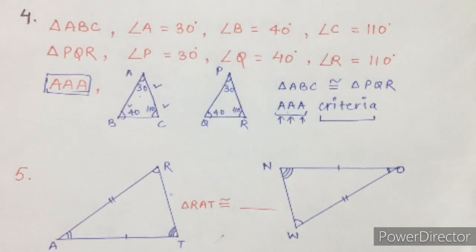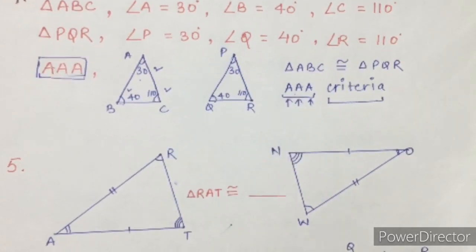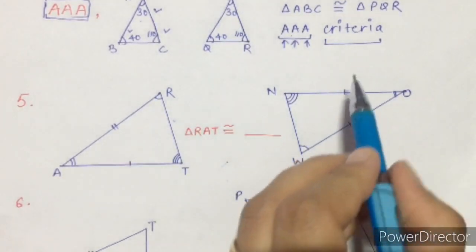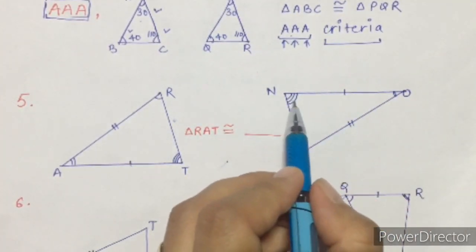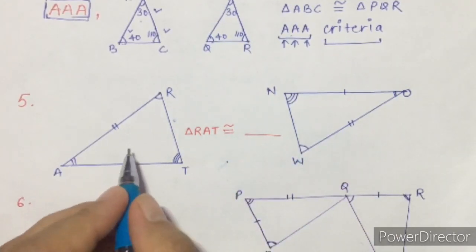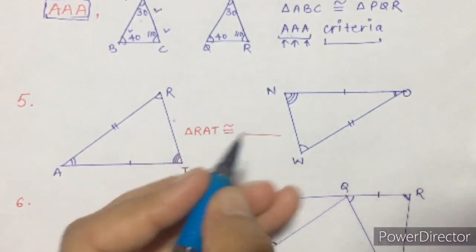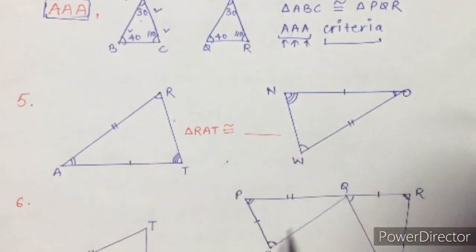Let's move further with question number 5. Question number 5. One triangle RAT is given. Another triangle RAT is given. They are asking, if this triangle and this triangle are congruent, then how to write this triangle.